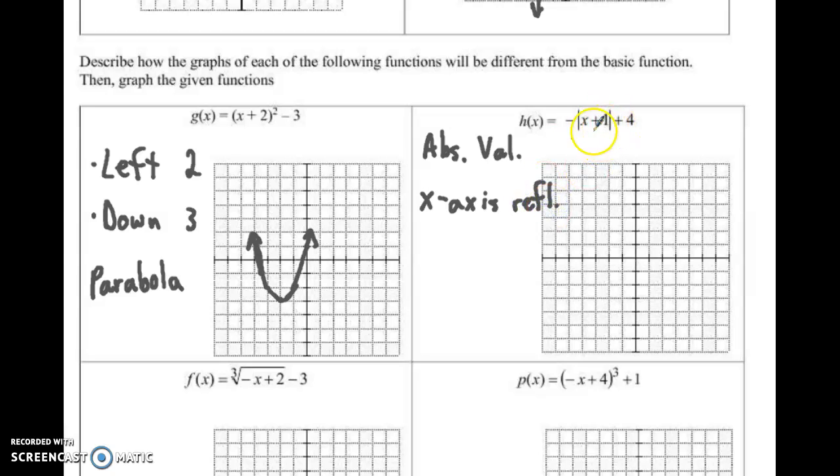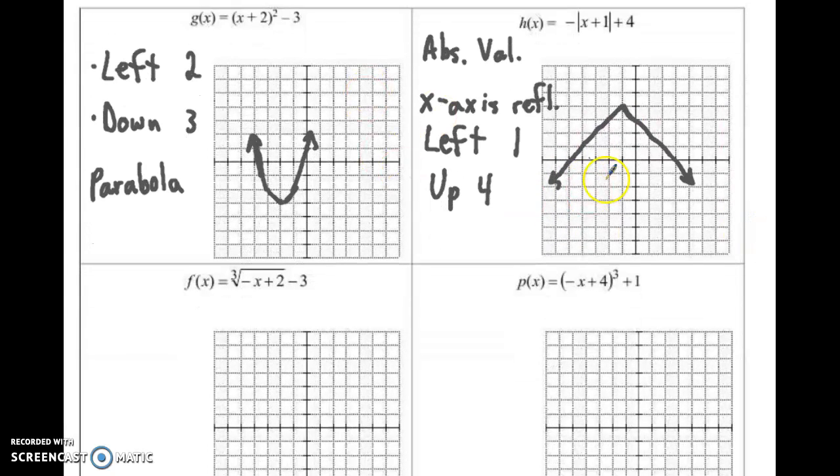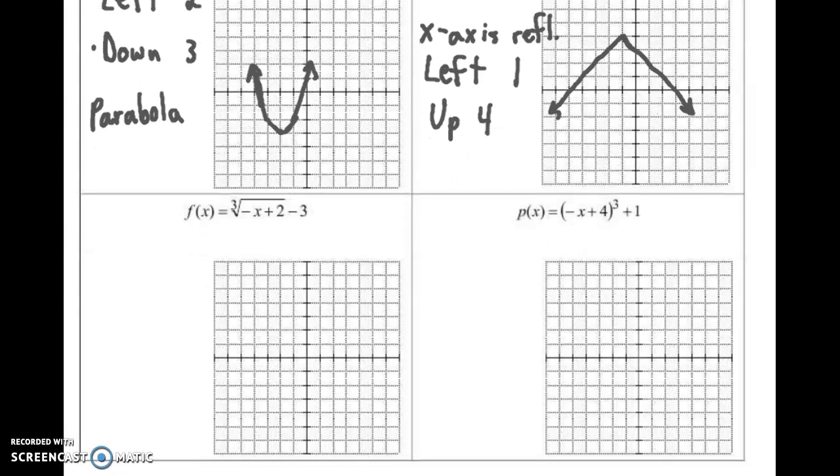The plus inside the absolute value is saying that we're shifting left 1, and the plus on the outside is saying up 4. So when you go to your graph, your vertex will be left 1, up 4, and instead of being an upwards V shape, it's a downwards V shape, like this, downwards on this side. And it just saves you time. You don't have to create a table to get all of these points. That's why we teach it this way.